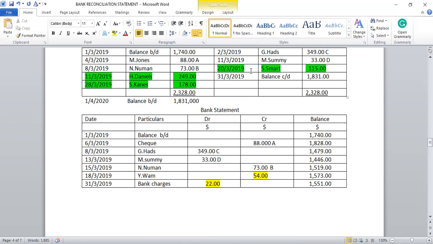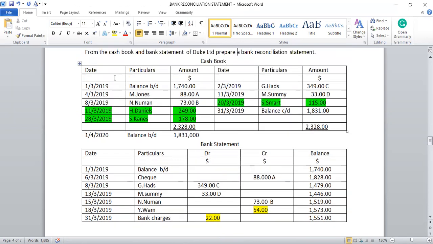Okay, so we finish with the credit side of the cash book and the debit side of the bank statement. Let us go to the debit side of the cash book and compare it with the credit side of the bank statement. So we have the balance brought down, 1st March 2019, $1,740. Now, the next transaction, 4th March 2019, M Jones, $88. When we come here, it is here, so we take it. That's why it's A. Then 8th March 2019, N Newman, $73. When we come here, it is here. That's why we take it, it's B.